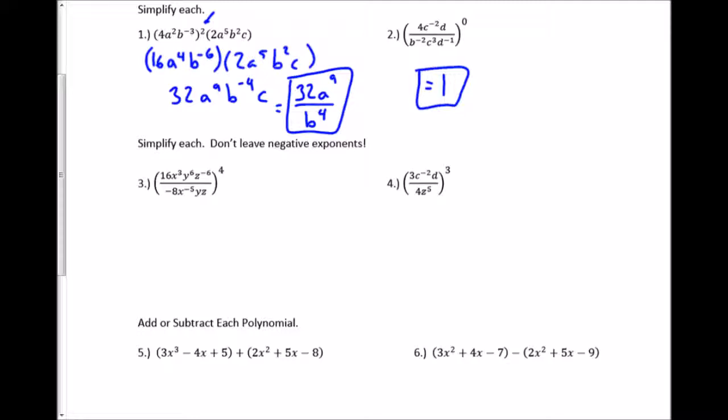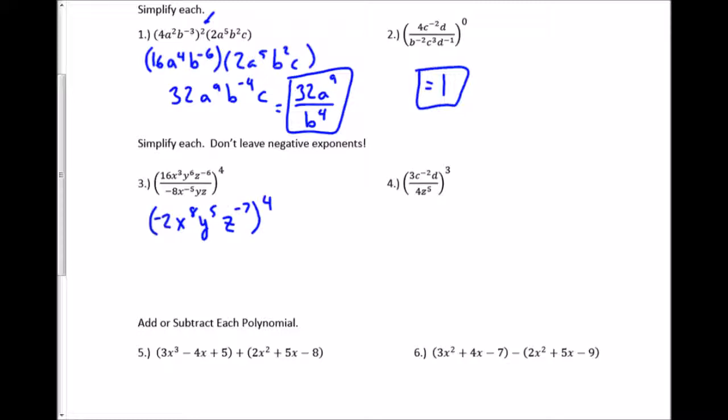For this one, I would start inside the parentheses and do the division. So here, that gives me a negative 2. When I divide, I subtract the exponent. So 3 minus a negative 5 is x to the 8th, y to the 5th. And then here's z to the negative 6 divided by z to the first. You subtract the exponents. Negative 6 minus 1 is a z to the negative 7th.